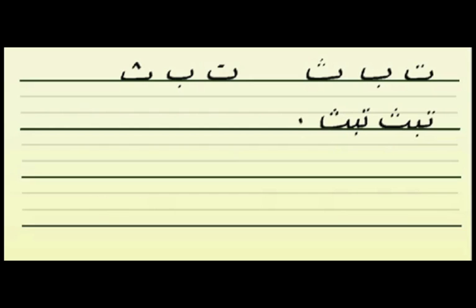Tha, ba below, ta, two dots, tabatha. The ruqa version: tha, the three dots are connected to form a pyramid, ba below, and the two dots for the ta are connected to form a straight line. Tabatha.